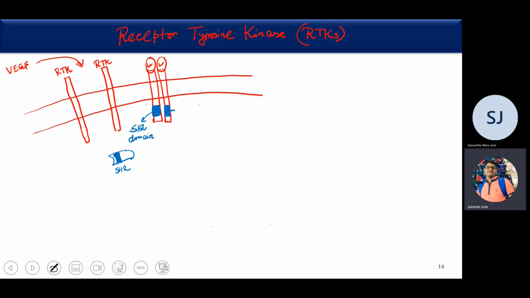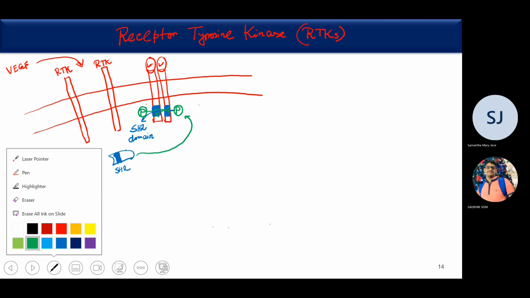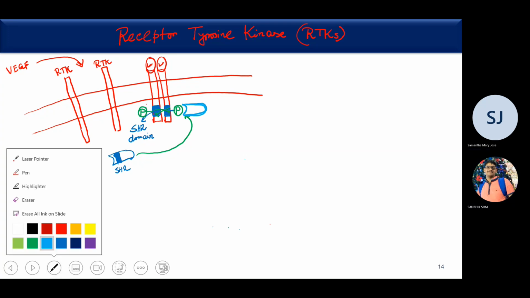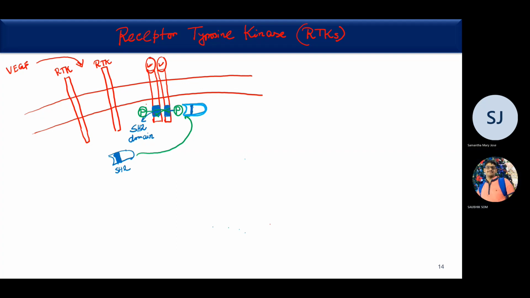In some tyrosine molecule is phosphorylated. So the receptors are transphosphorylated or cross-phosphorylated. Means this receptor phosphorylates this one, this receptor phosphorylates this one. It's a transphosphorylation. Now this protein here goes and binds to this phosphorylated tyrosine motif through the interaction of this SH2 domain.